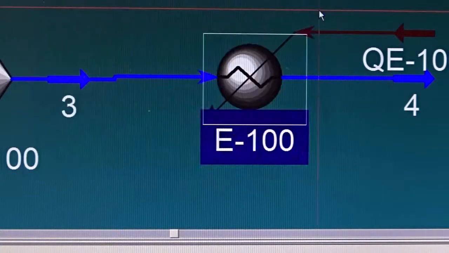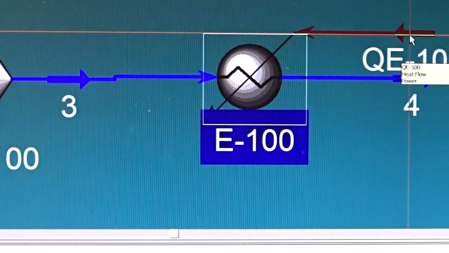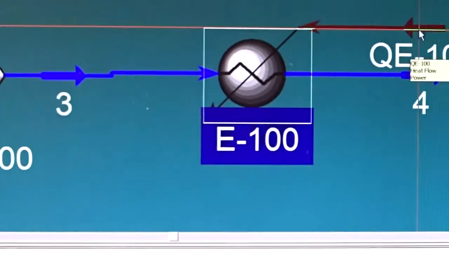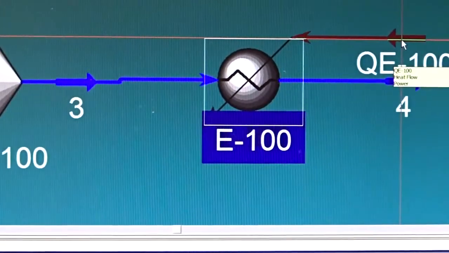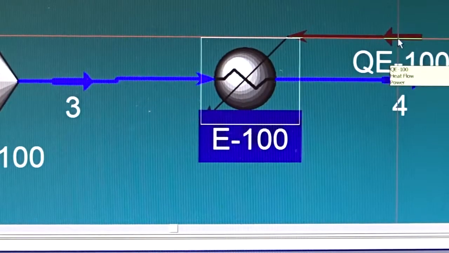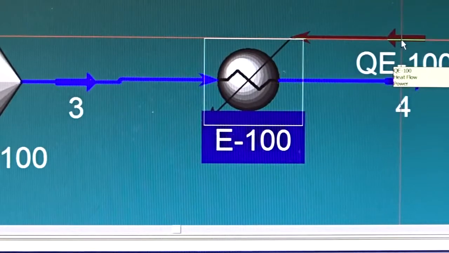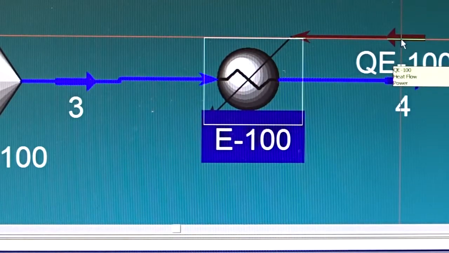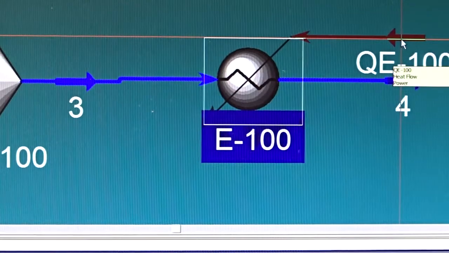I can either look at it from the worksheet, or I can just hover the mouse around that stream, and if you notice, it will give me the heat flow in BTU per hour or the power in horsepower. Almost 8,000 horsepower are required to achieve raising the temperature of this stream from 73 degrees Fahrenheit to 1200 degrees Fahrenheit. So I hope this is clear for you now.